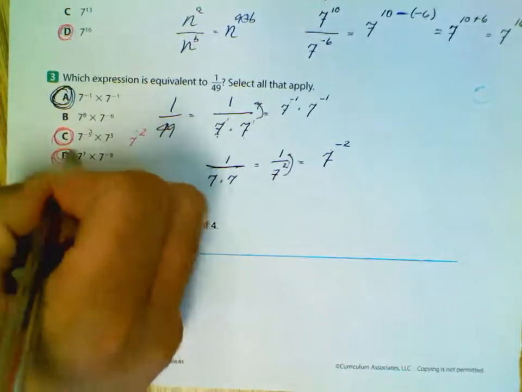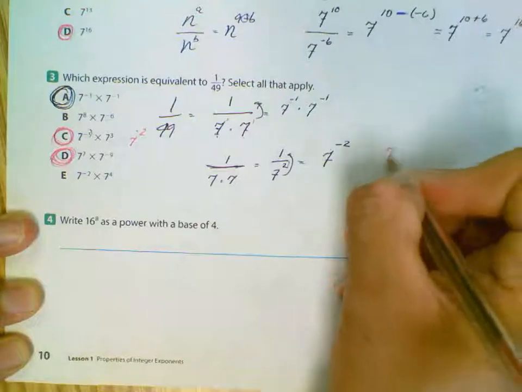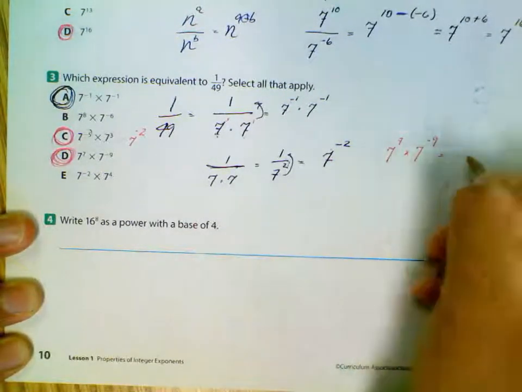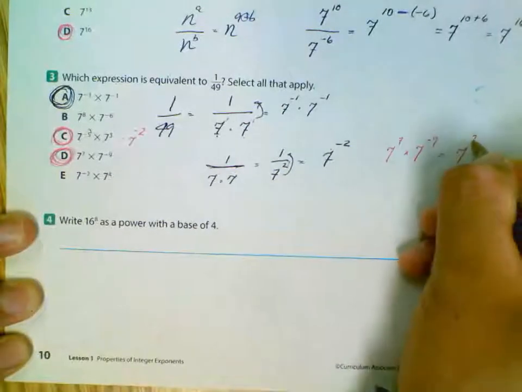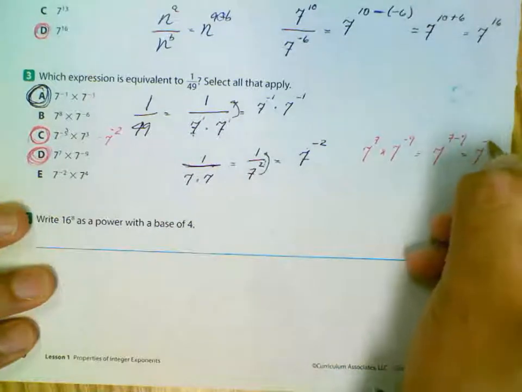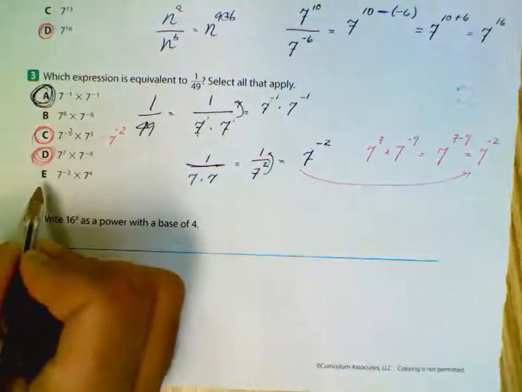Also D. 7 here, I'm going to do it here. 7 to the 7th power times 7 to the negative 9 is equal to 7 to the 7 minus 9, which equals 7 to the negative 2. Same solution, different approach. And now look at E.